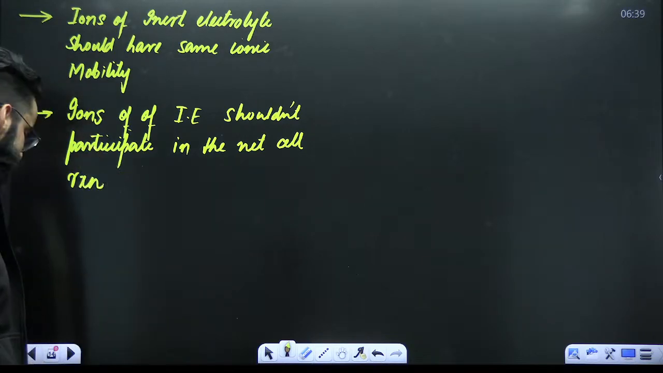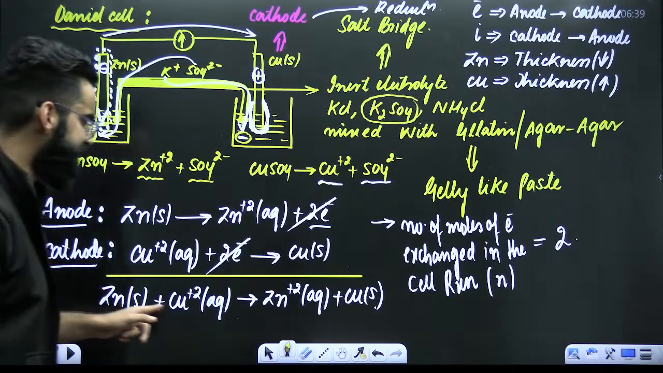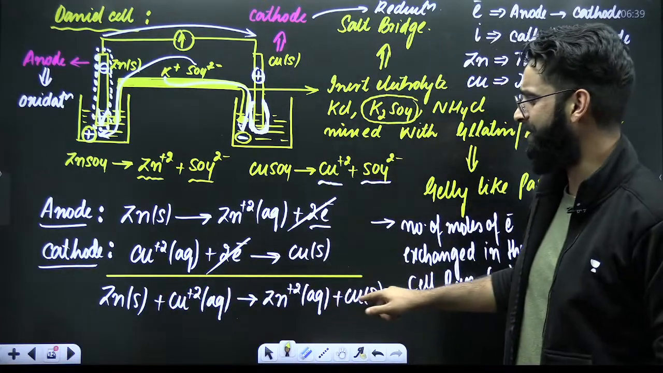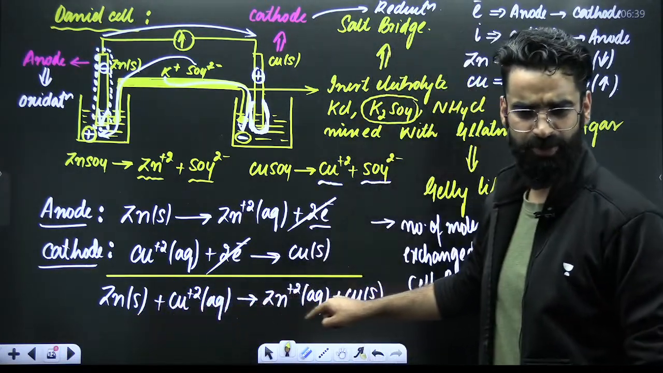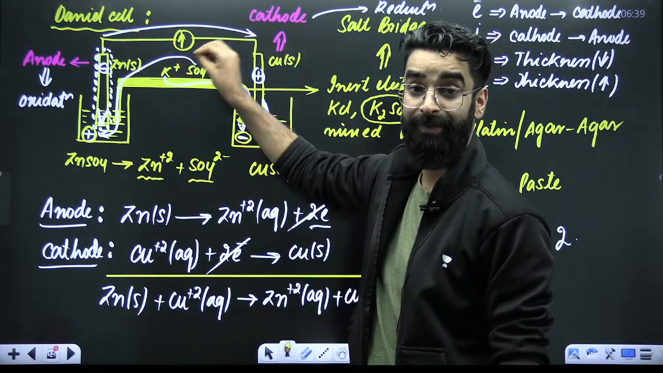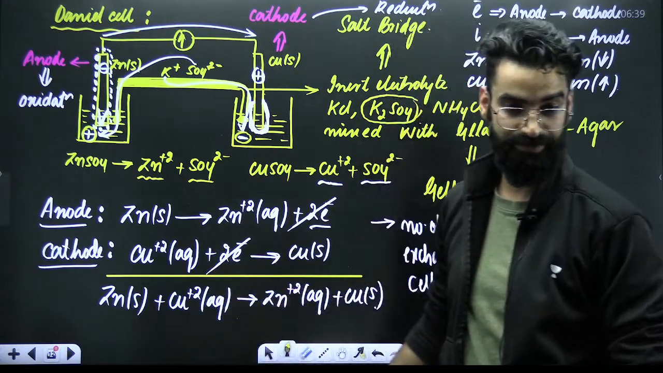It should not participate in the net cell reaction. My dear students, if you look at the net cell reaction, do you see K positive or SO4 di negative? There is no K positive or SO4 di negative here. So the inert electrolyte which you use in the salt bridge, let me tell you, it should not participate in the net cell reaction, right?